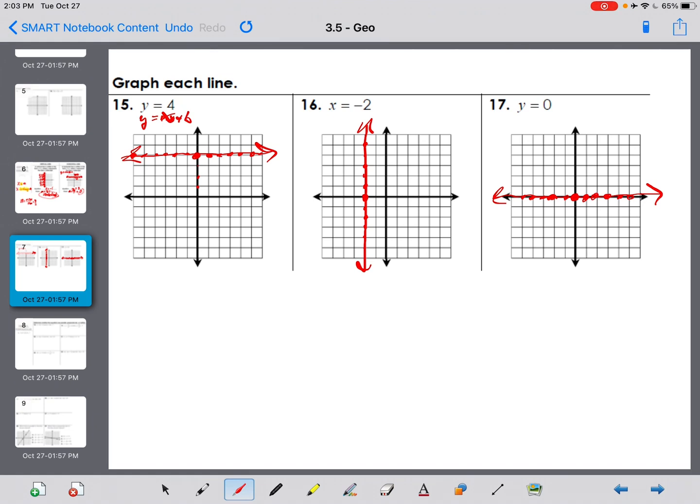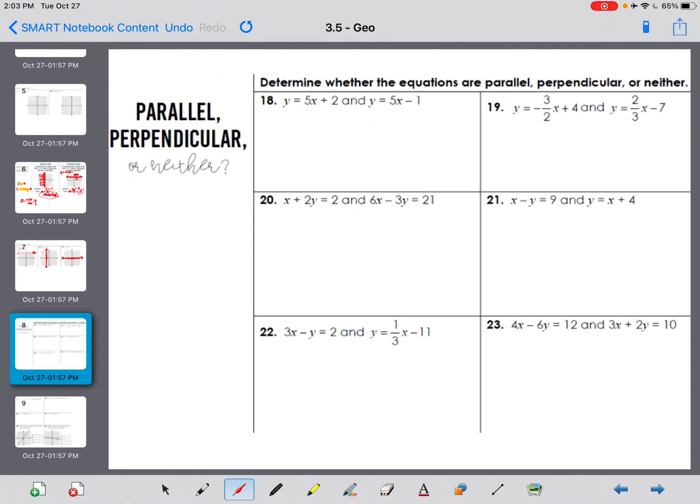Okay. So vertical and horizontal lines, finding their slopes and writing them in slope-intercept form, that's not really how that works, especially those vertical lines. It's an x equals, not a y equals.